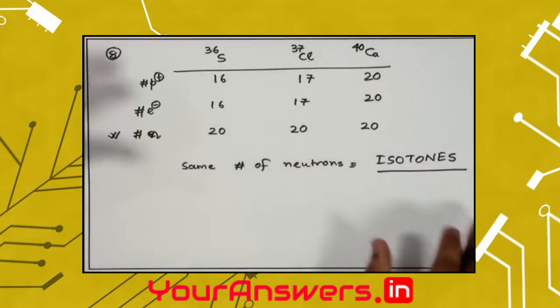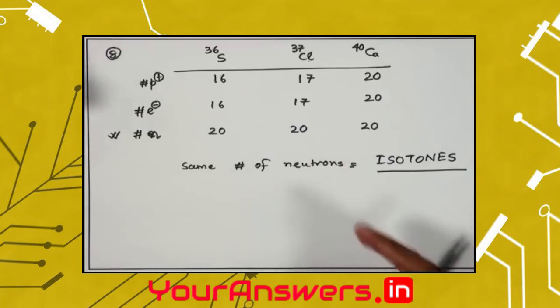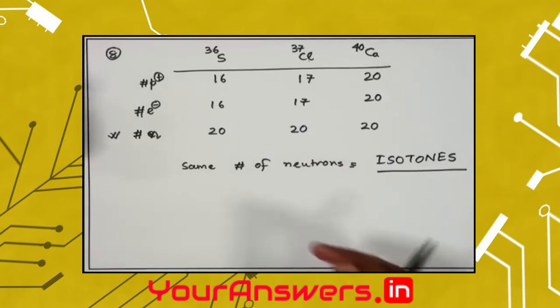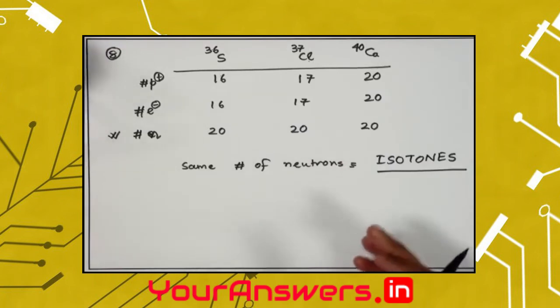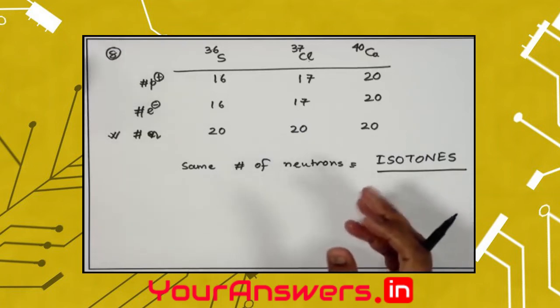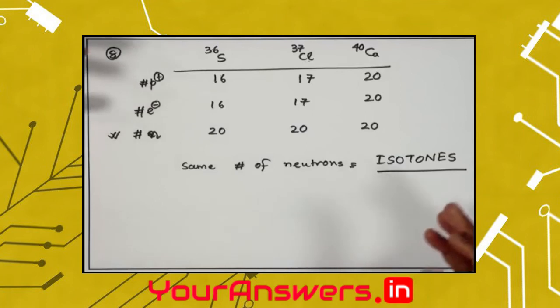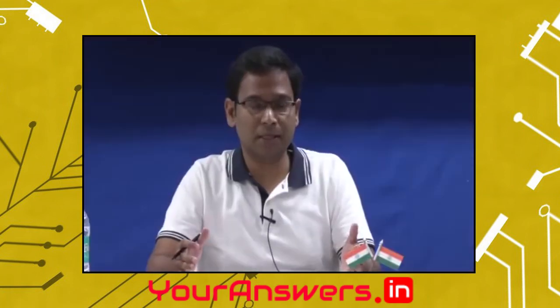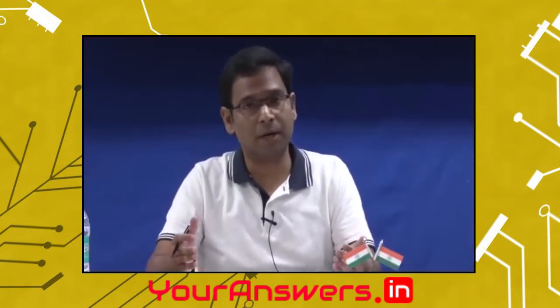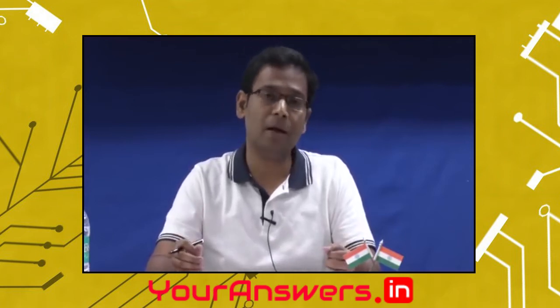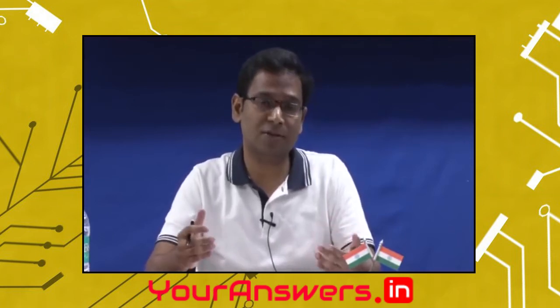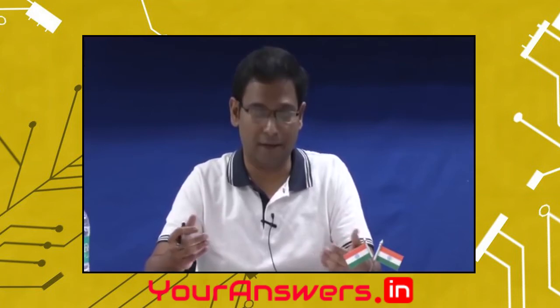So, in this way we learned how to use the number of electrons, number of protons, number of neutrons information to define an atom, how we can discuss isotopes, isobars and isotones. So far we have seen the subatomic particles in an atom and how we can use this information to define or to identify an atom.